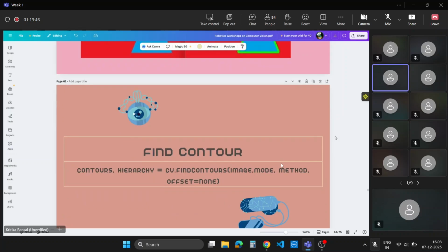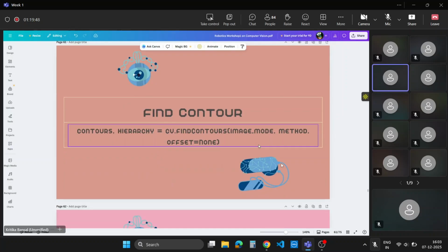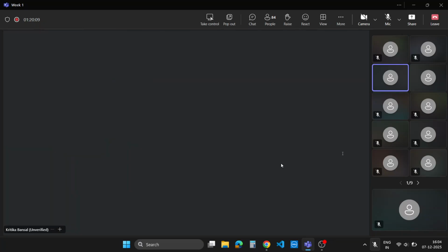So this is the function for contour detection. This function will give you two things, that is contours and hierarchy. I will tell you what hierarchy is. First, let's see what the arguments in the function are. First is the image. Second is the mode. Wait, I'll tell you with the help of a graph.